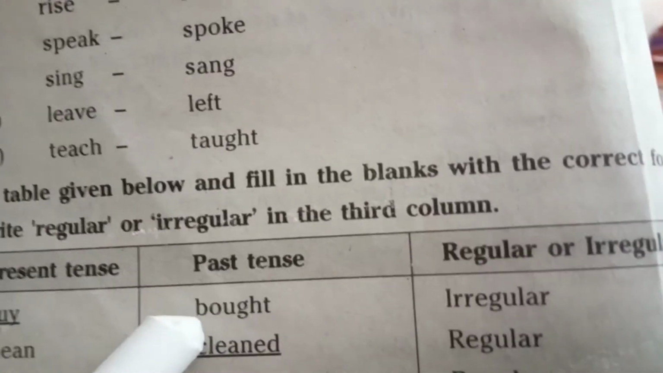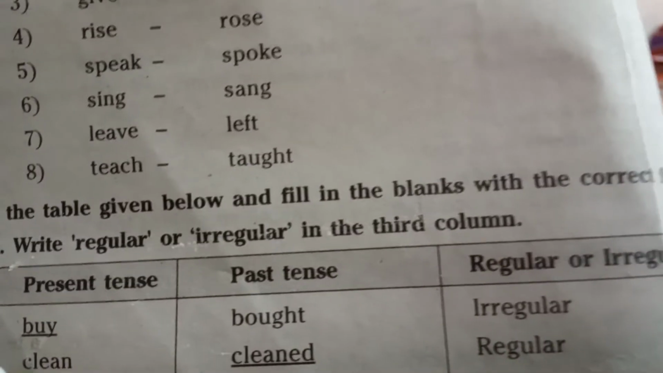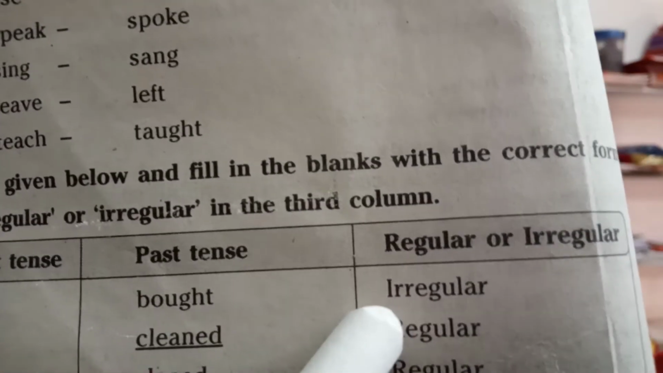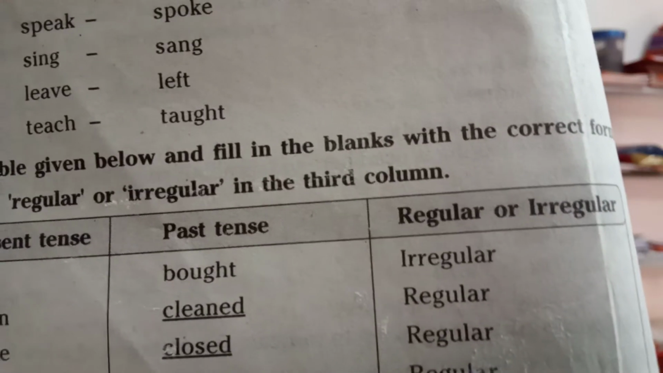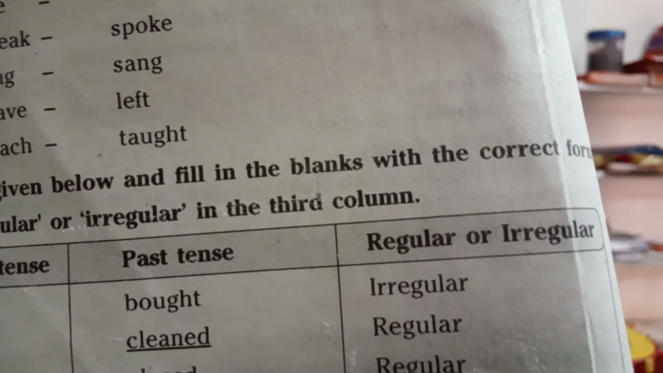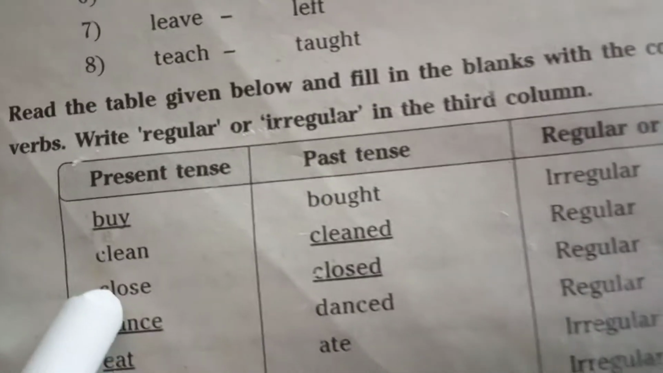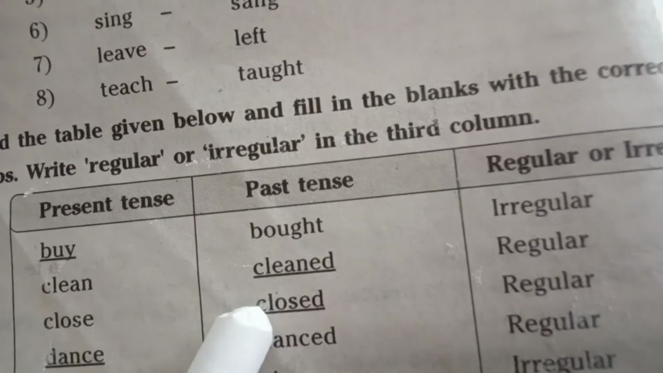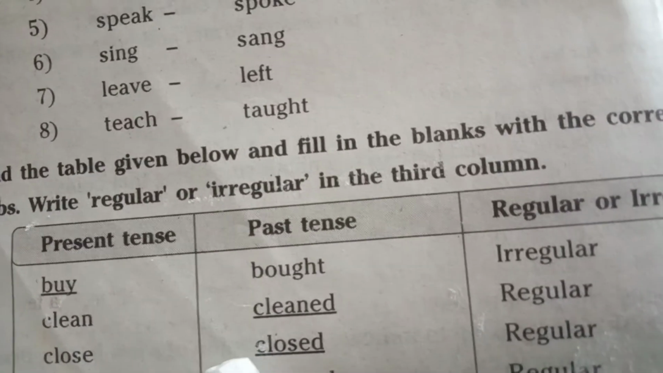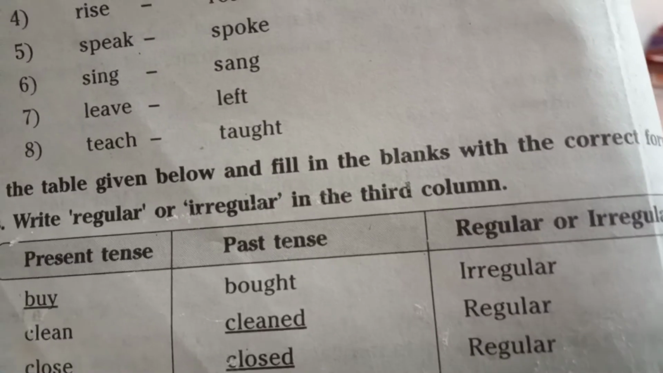Buy, bought. This is irregular. Clean, cleaned. Regular. Yes, close, closed. Yes, in present tense we are going to use close, or not? So in the past tense it is closed. Means it is completed. It is already closed. So, it is an irregular verb.